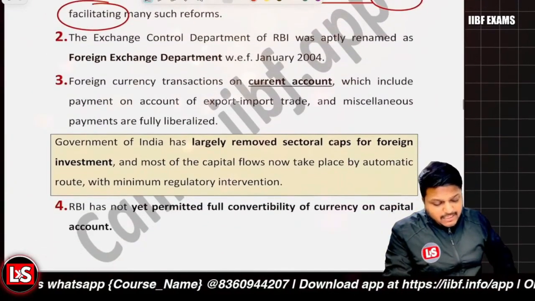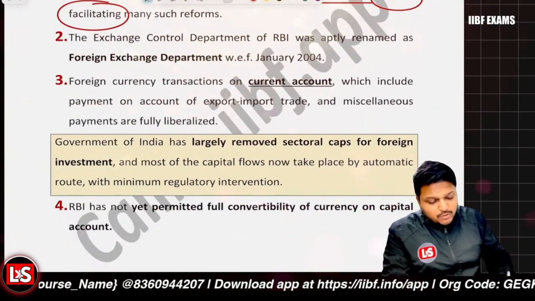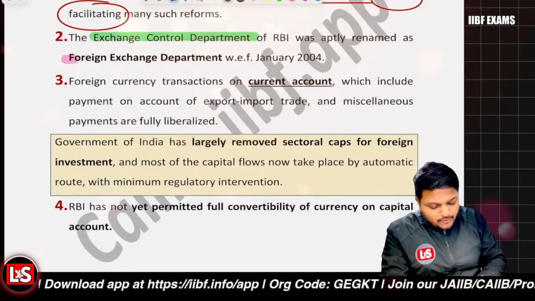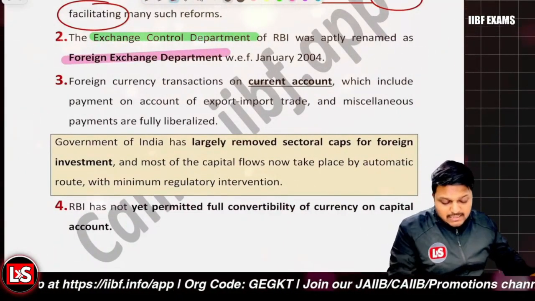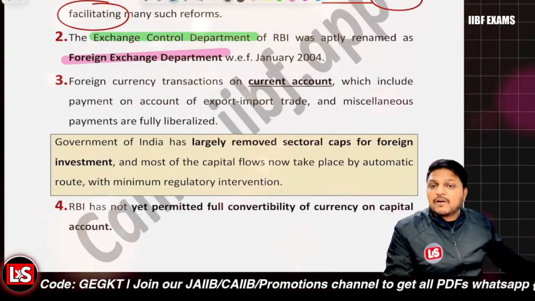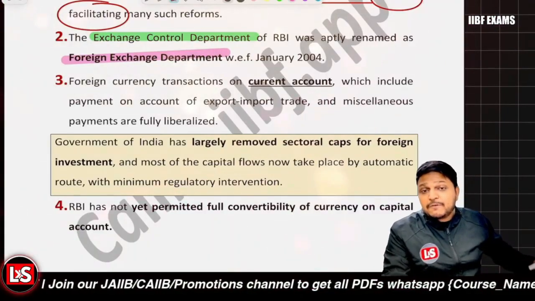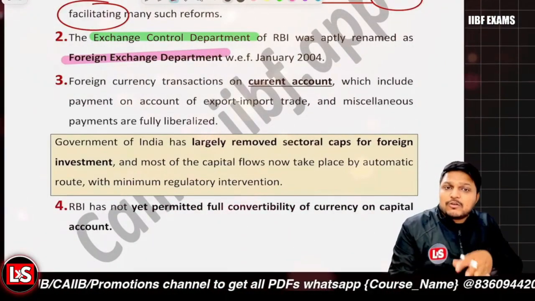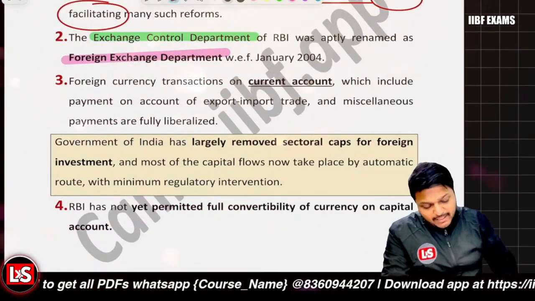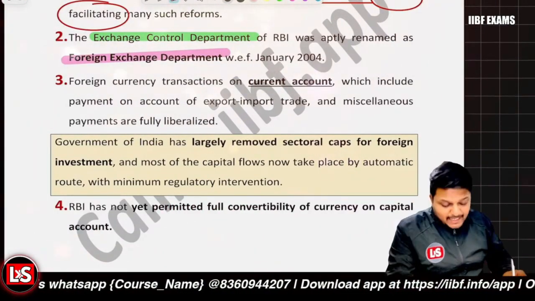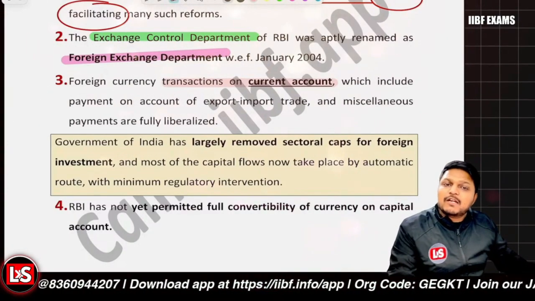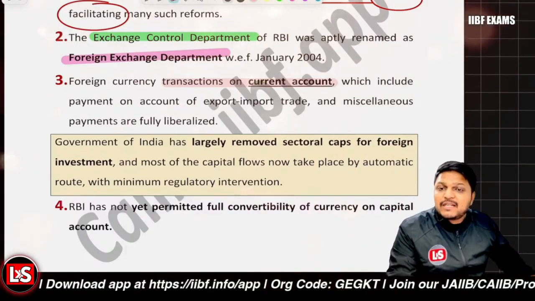And further, renaming was done: the Exchange Control Department, which was there, was renamed the Foreign Exchange Department. Previously it was ECD, Exchange Control Department, but now it is FED, Foreign Exchange Department, right? Previously it was control based regulation, but now it is management of exchange transactions. And further, it's about the liberalization of current account transactions. Now the current account transactions are fully convertible, that is, largely liberalized.